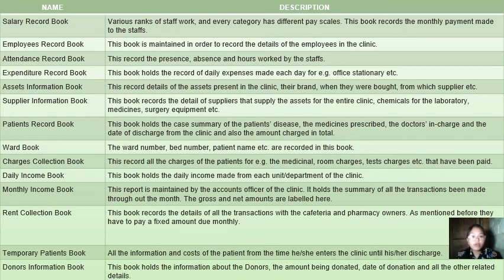Staff's record book. This book is required for obtaining the personal details of the employees when necessary. This book is updated when new staff join the clinic. The assets information book is updated whenever new assets are bought by the clinic or the hospital. Patient's information book is updated whenever a patient comes to the reception after the treatment for the payment. Daily income book is updated daily, of course, after all transactions are over and the office is about to end.